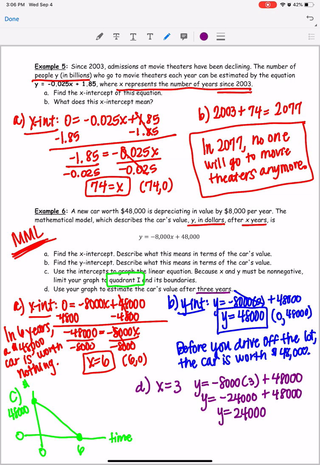So what is my car's worth? The car is worth $24,000 after 3 years. It doesn't really say to explain all that, but a good rule of thumb: word problem, word answer. So the car is worth $24,000 after 3 years. All right, that's all I got for this lesson. Let me know if you have any questions, rewind, and pause.